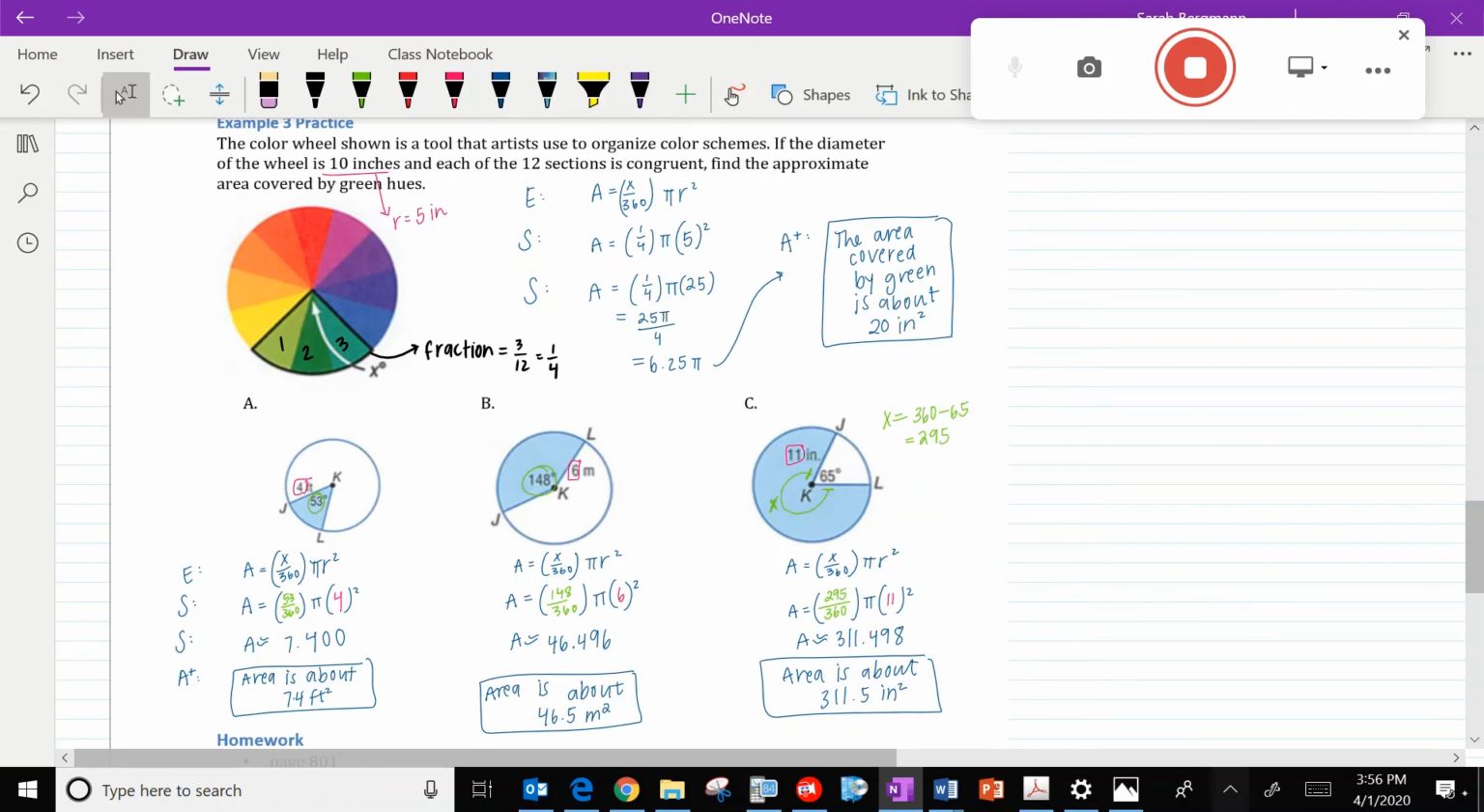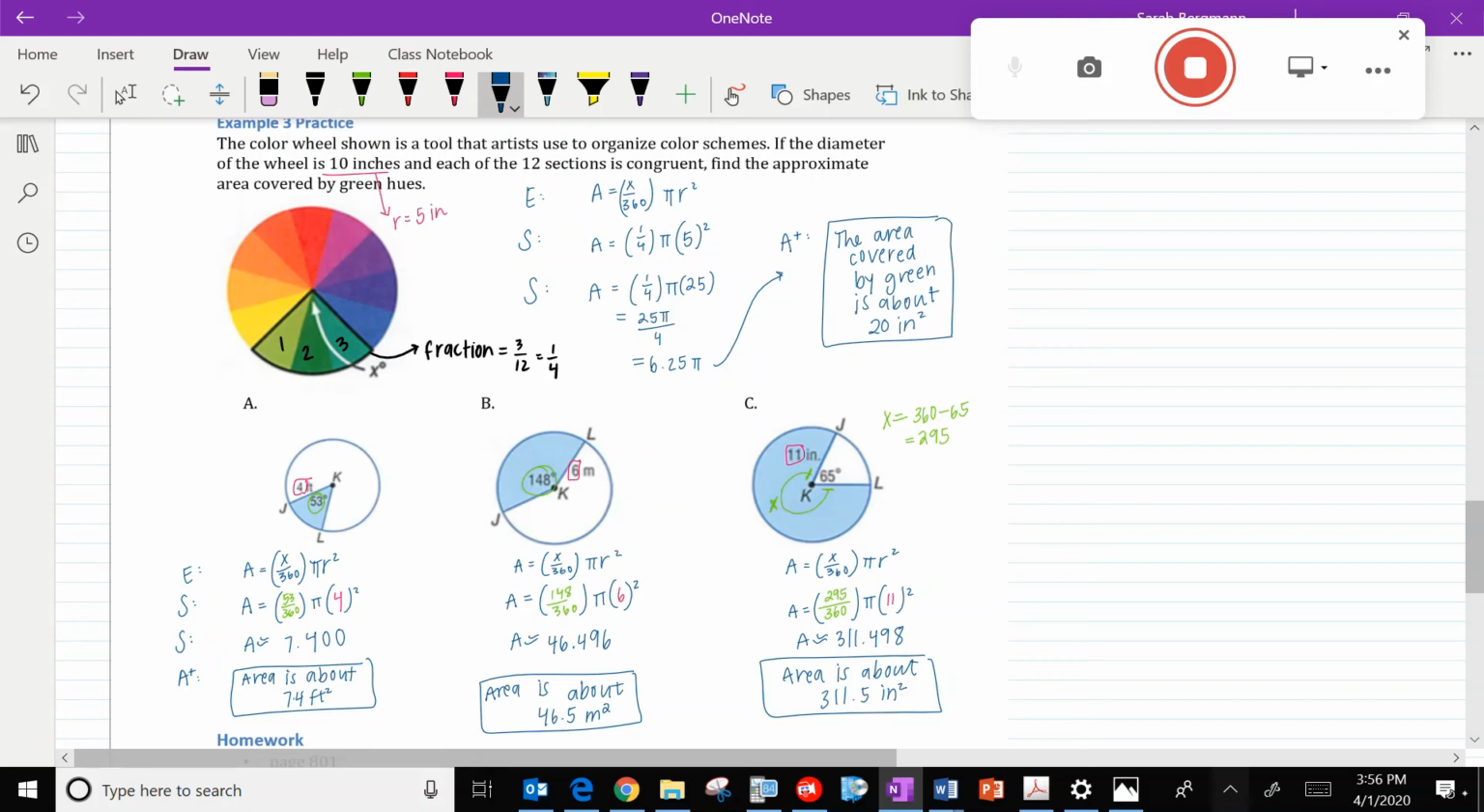All right, here are the answers to those. For the first one, the word problem, notice that they gave you the diameter, so you first need to find the radius by dividing that by 2. And to figure out what fraction of the circle we're talking about, it told us that it's divided into 12 congruent sections. So we know the denominator of our fraction is 12, and then it's asking for just the area covered by green. That would be 3/12 of the entire circle, which reduced is just 1/4 of the entire circle.